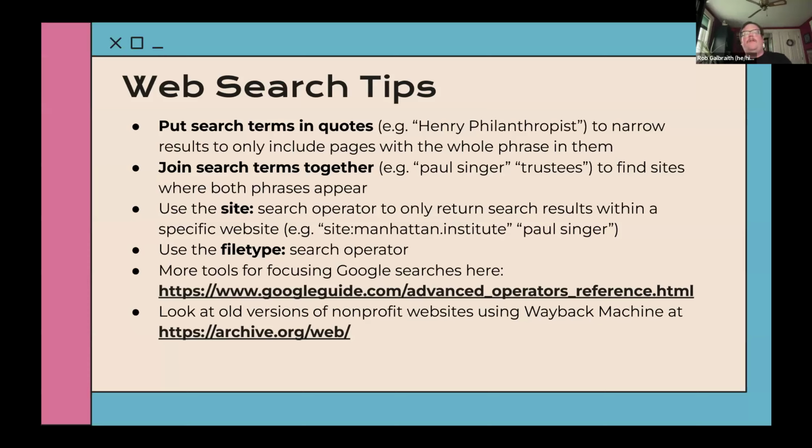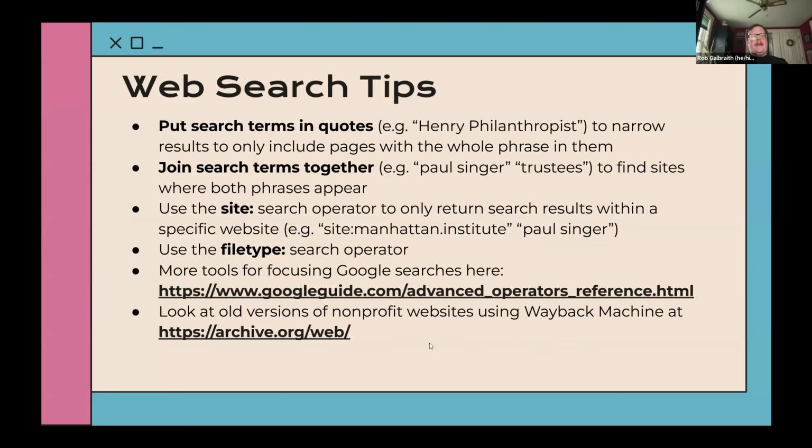So for example, if you wanted to find every page on the Manhattan Institute website that mentions Paul Singer, you could write site colon manhattan.institute, and that is the URL. If you wanted to search only within the LittleSis website, you would do site colon littlesis.org. So if you do site manhattan.institute and then Paul Singer again in quotes, you're going to find every page on the Manhattan Institute website that mentions Paul Singer. You could also do site .edu and Paul Singer, and that's going to search for the name Paul Singer, but only on websites that have a .edu top level domain, which is limited, I think, pretty much exclusively to educational institutions.